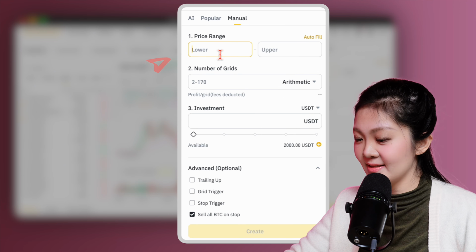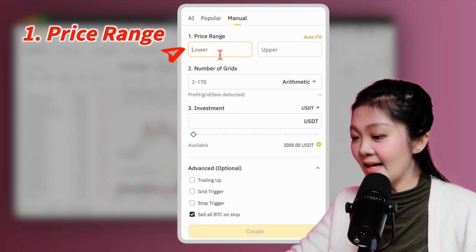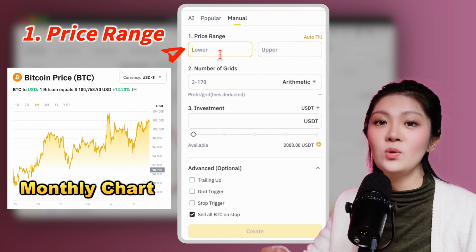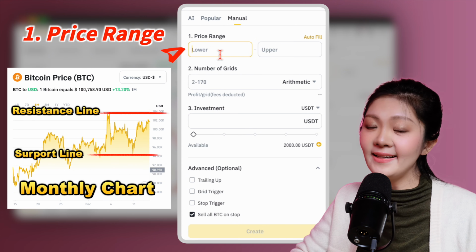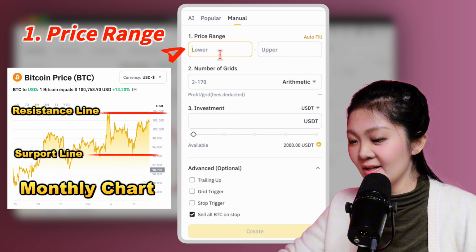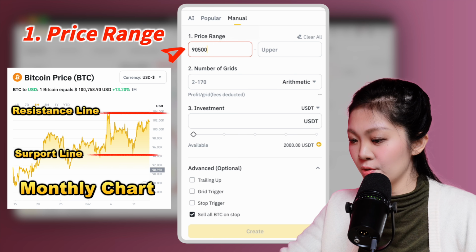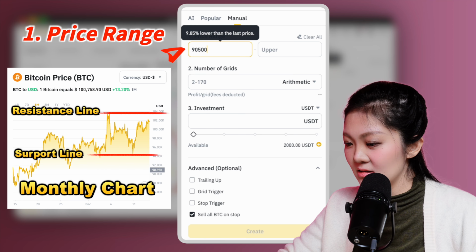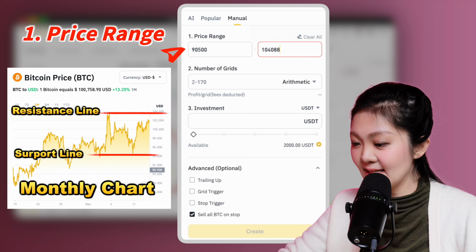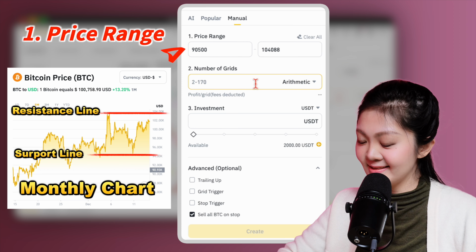There are 3 parameters here. First one is price range. We should define the upper and lower limits of this range. For example, we can use a monthly candlestick to identify the resistance and the support levels. The lower limit, I will set it to 90500. The resistance level, I will set it as 104088. That's a setting for price range, just for your reference.